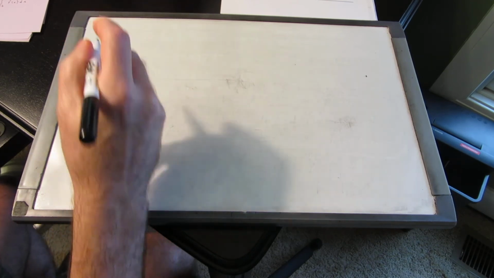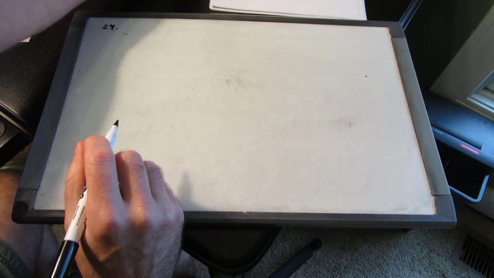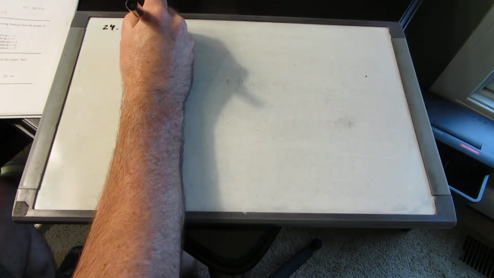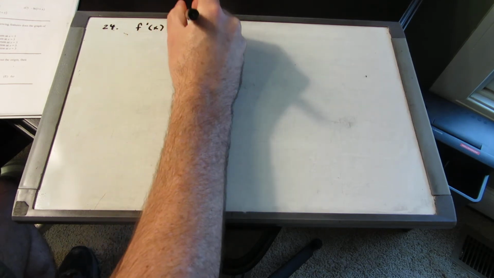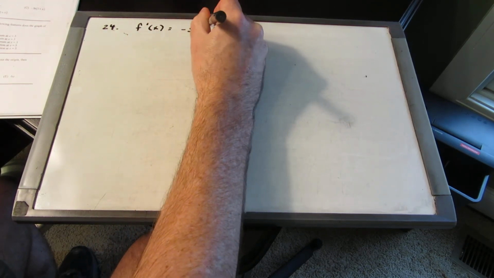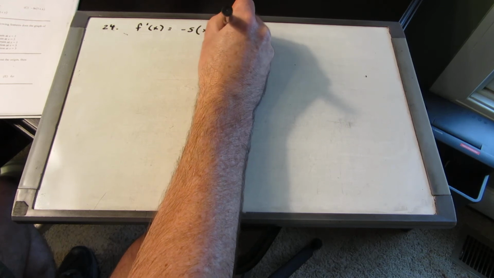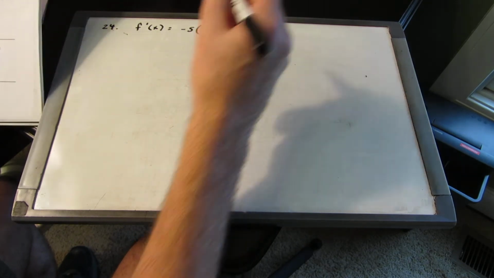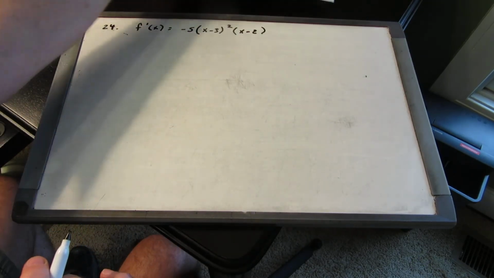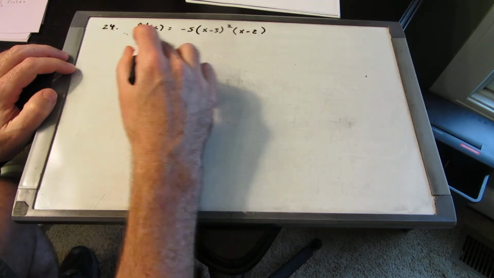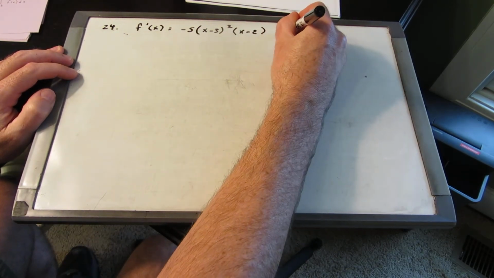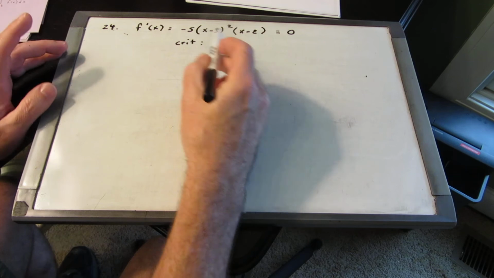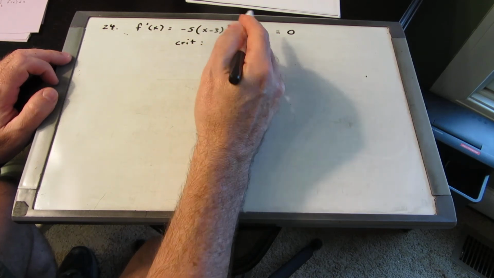24. Okay, 24 says f prime of x is equal to negative 5 times x minus 3 all squared times x minus 2. And then it says, which of the following features does the graph have? Okay, so this is a derivative. We want to set that equal to 0 and get the critical points. So what makes this 0 would be when x is 3 and also when x is 2.